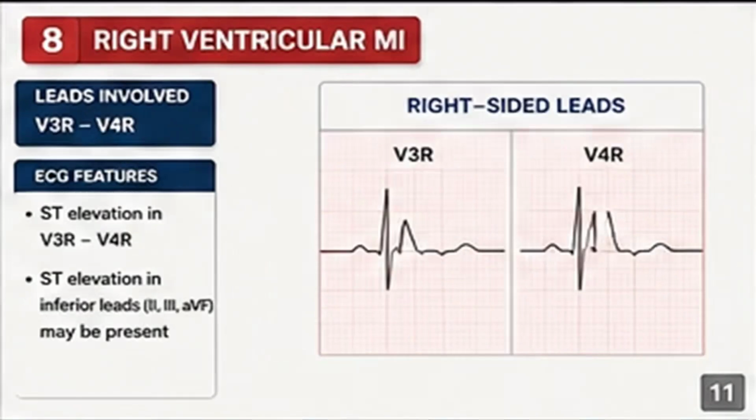Now, right ventricular MI. It frequently accompanies inferior wall MI, and the best leads are right V3 and right V4, and findings include ST elevation in right-sided leads. Inferior lead changes may also be present. Recognizing this is important because these patients require careful fluid management and nitrates may worsen the hypotension.